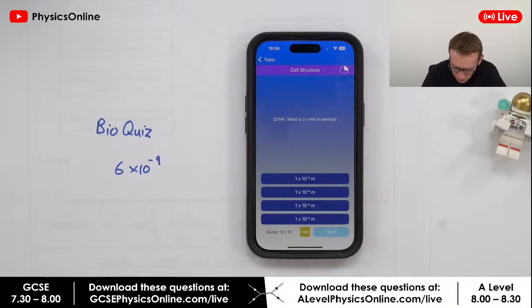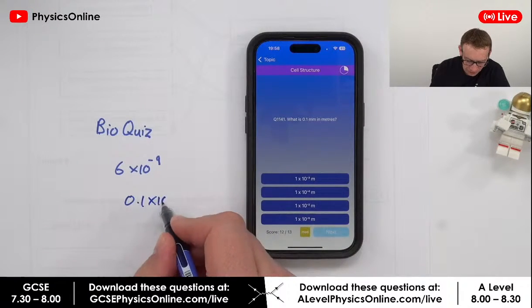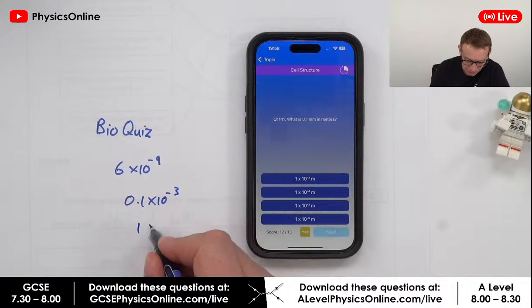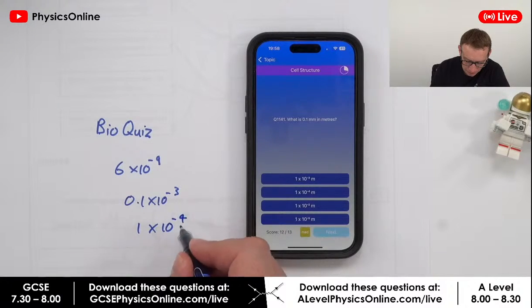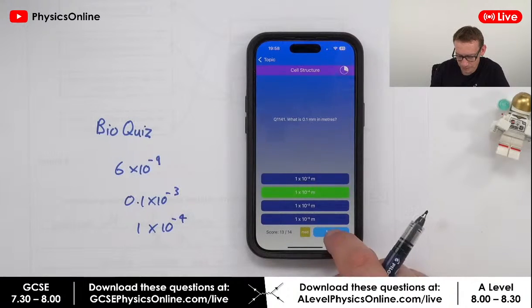Cool. What is 0.1 millimeters in meters? So I think that you've got 0.1 times 10 to the minus 3, which is 1 times 10 to the minus 4 meters. So I'm going to say it's this one down here.